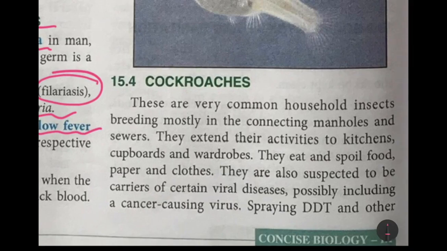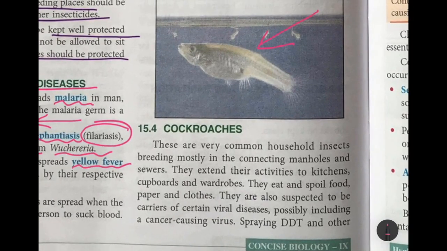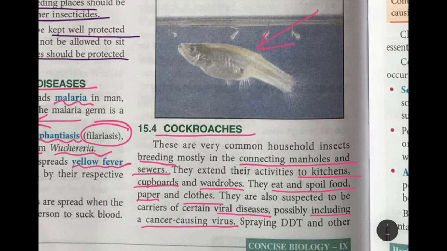Now, moving on to another insect which spreads diseases, cockroaches. These are very common household insects, you must have seen. They breed, or lay their eggs, and the young ones hatch out in the connecting manholes and sewers, that is in the drains. They come up through the drain pipes, they come into the kitchens, cupboards, wardrobes, and they stay there. They eat and spoil food, paper, clothes. They also carry certain viral diseases, and sometimes this includes a cancer causing virus.